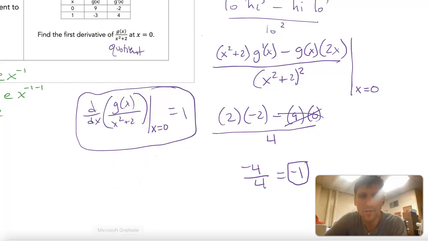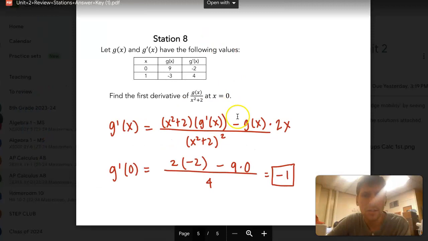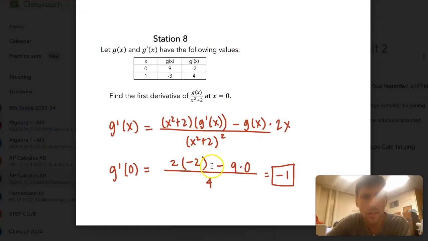Now let's go to the answer key. Oh no, not 1, -1. I forgot my negative. There we go. Let's check how the answer key looks. Okay, precisely how we did it. We end up at -1.